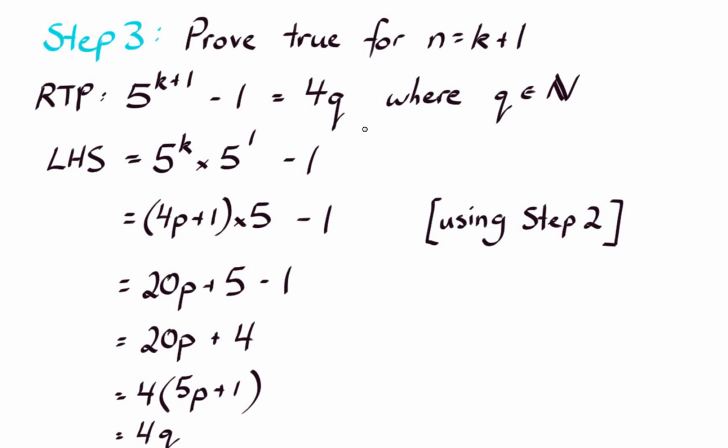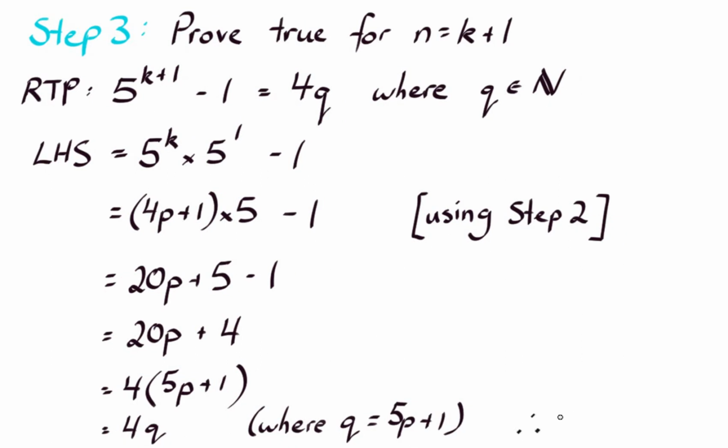Right, so that's what we were after. That's our right-hand side that we were after. So in this case, it happens that whatever our p value is, q will be 5 lots of p plus 1. That's not really important, but just a little link between p and q. And so we have completed step 3. So it's true for n equals k plus 1. And once again, you could finish off with a concluding statement.